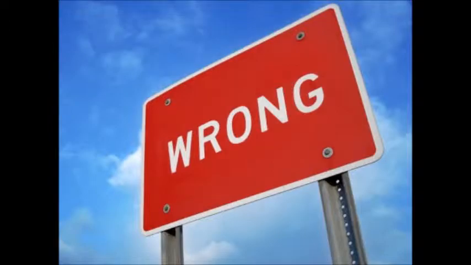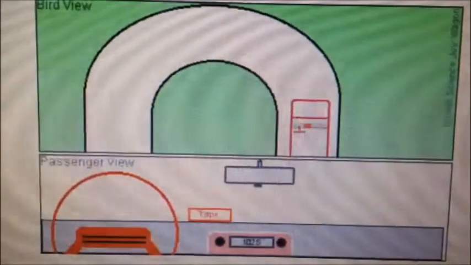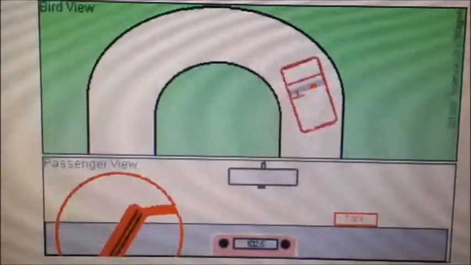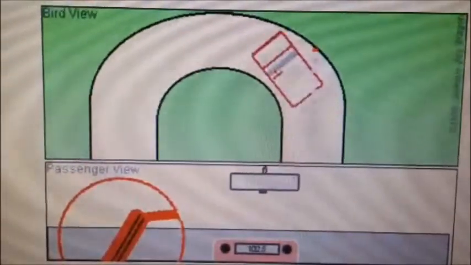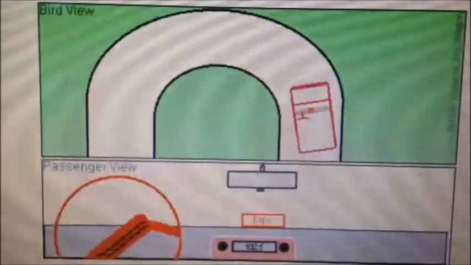Wrong! Despite what some non-physics educated people may say, it is not actually a force. Actually, it is a form of inertia. Let's take a look at this diagram. A tape recorder is sitting on top of a car. As the car takes a left turn, the tape recorder seems to be pushed to the right by a mysterious force. Is it a ghost? Is it magnets? Is it the centrifugal force? No! If you take a look at the top screen, you can see the reality.